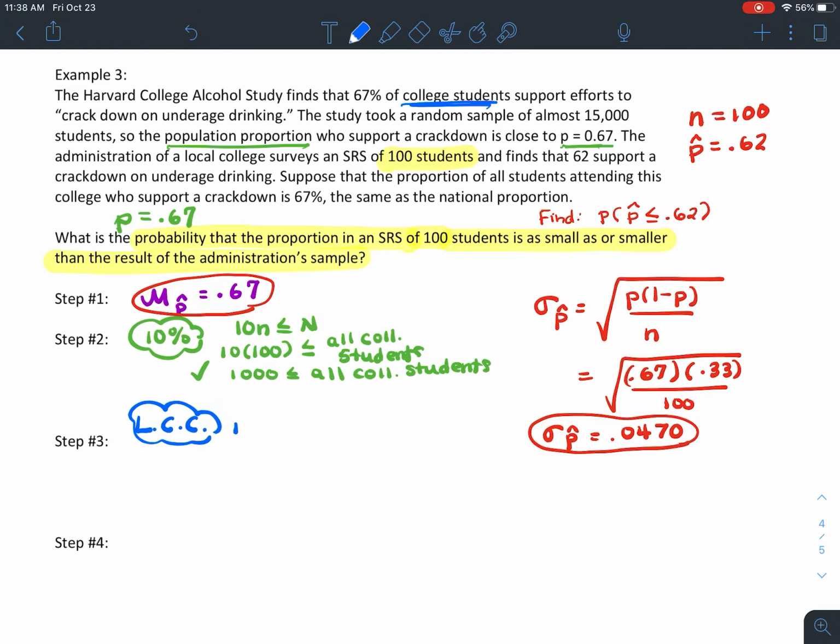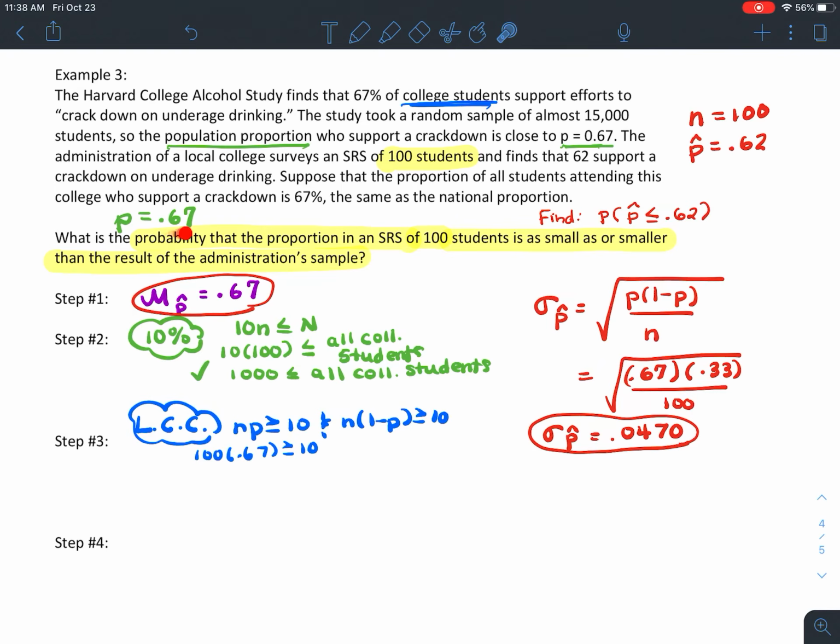Okay, for us to be able to do that, we need to first confirm that the large counts condition has been met. The large counts condition says we have to show in our substitutions that the number of expected successes is at least 10 and the number of expected failures is at least 10.